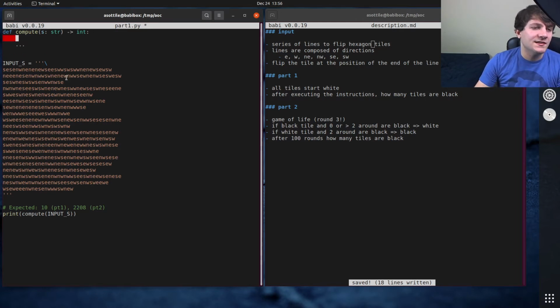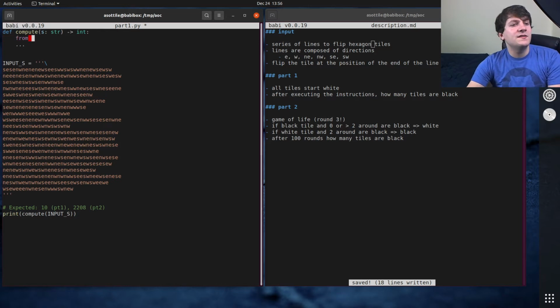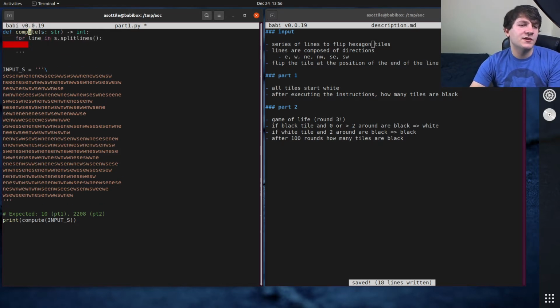So this is what I did, and we're not going to split up the input parsing for this one, mostly because these are variable width, and parsing it out might make it slightly easier to understand, but I don't think it actually improved the readability of this problem. But anyway, let's do for line in s.splitlines. So we're going to loop over each of the lines.